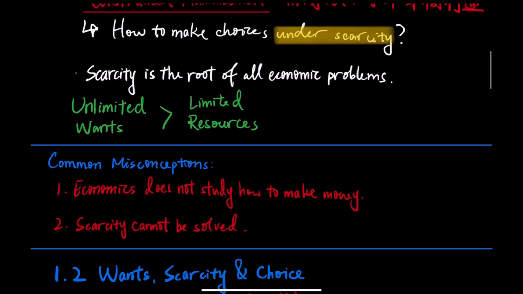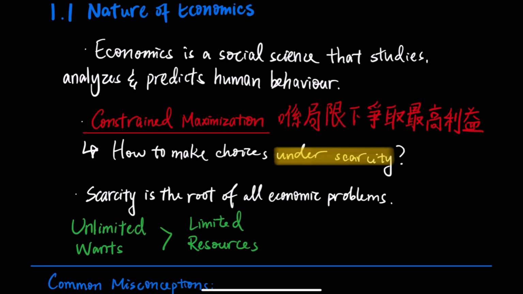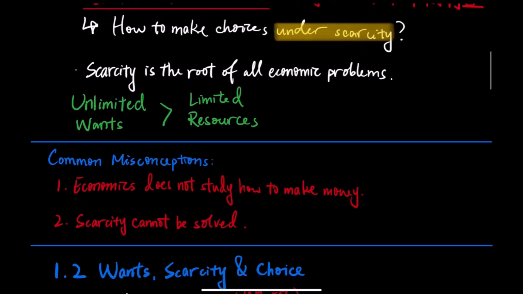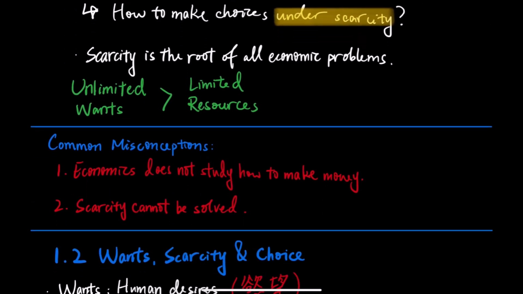Now, there are some common misconceptions. Many people believe that economics studies how to make money, but this is actually false. As previously mentioned, economics studies, analyzes and predicts human behavior, how us humans behave when making decisions. So it does not teach us how to make money. It does not teach us how to become rich. And second of all, people think that scarcity can be solved, when in reality, in our society, scarcity is a problem that will forever linger, and realistically speaking, it'll not be solved.